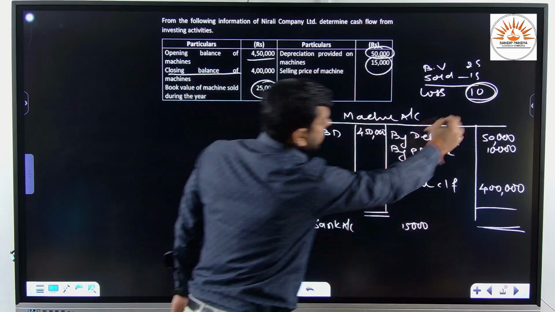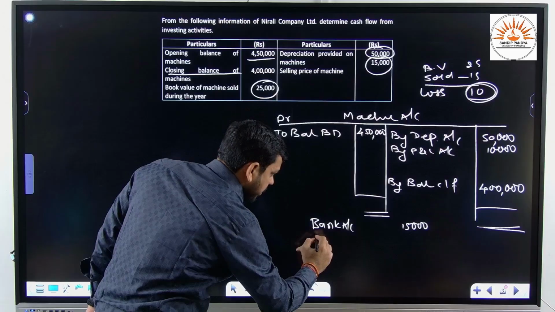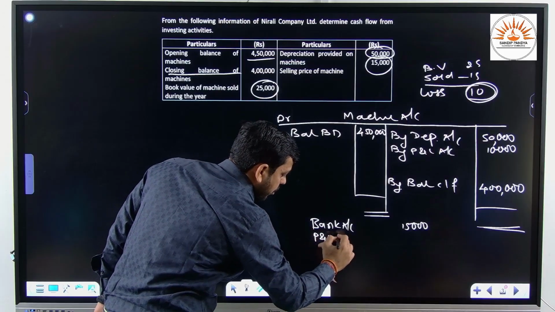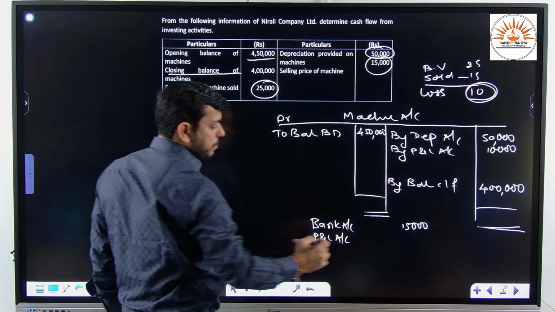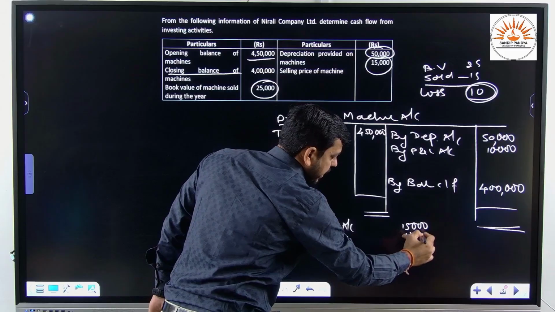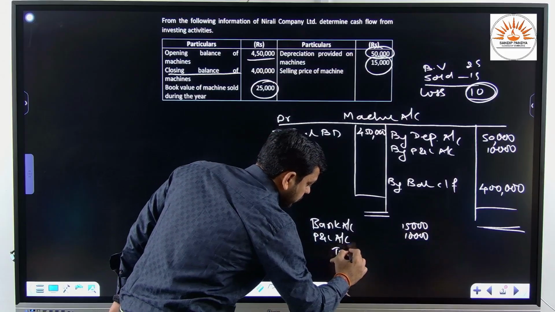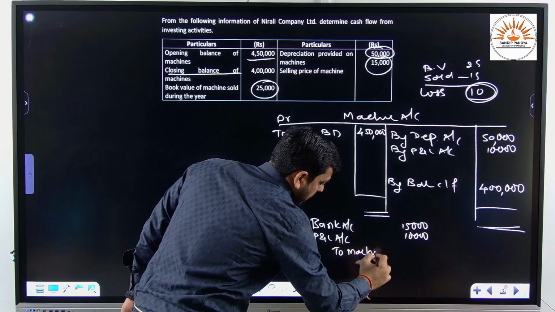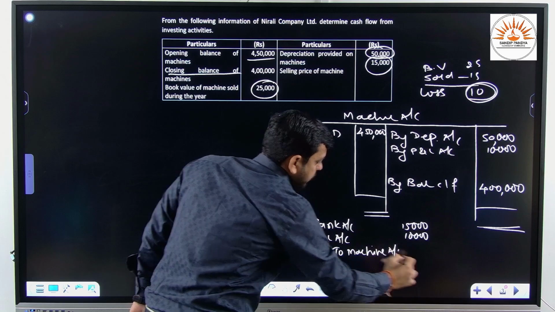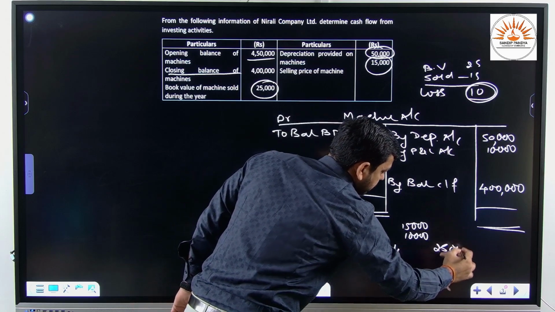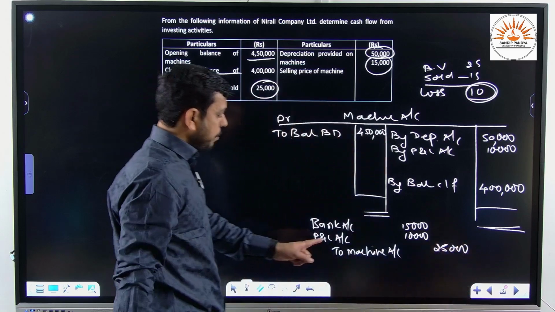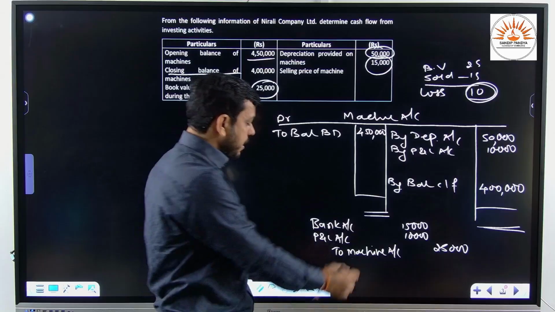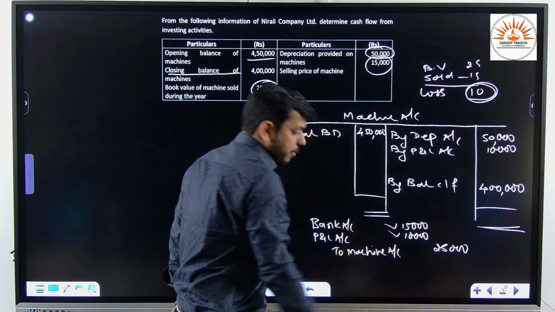What loss have we incurred? That is 10,000. So we shall write profit and loss account, or loss on sale of machine, that is 10,000. Then machine account, that is rupees 25,000. Now let us post it. On the machine account credit side, we shall write bank as well as profit and loss.